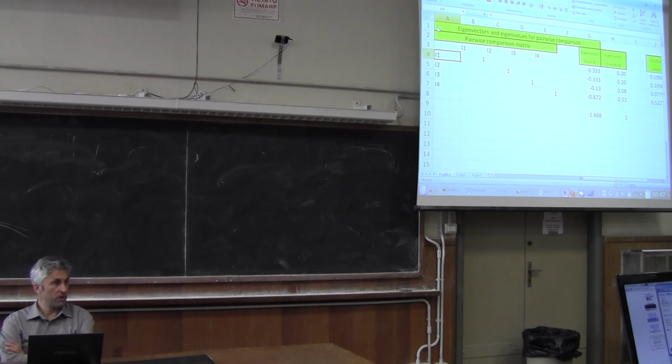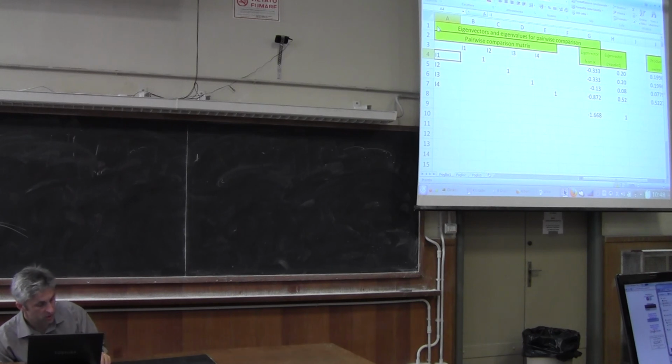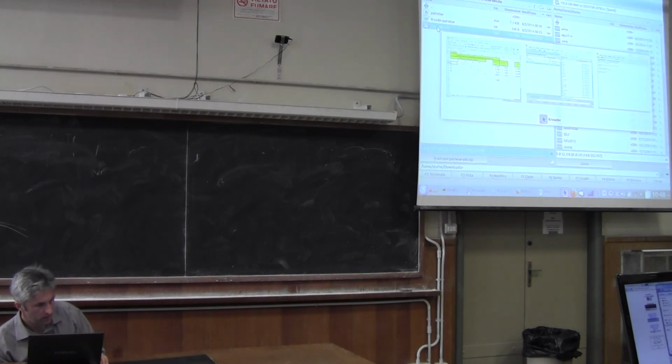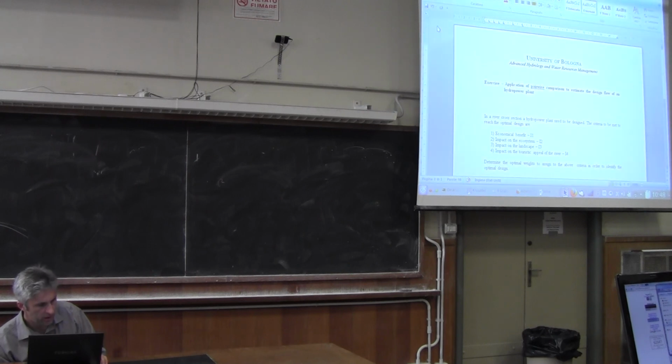And now we have to write our pairwise comparison matrix for the other indicators. And let's do it together. Let's try to reach an agreement among us. Let's see if this is possible. Let's emulate a real-world situation. So first of all, we need to remember what the indicators are. Now we have to compare indicator 1 with indicator 2. Let's go back. What do they mean? Indicator 1 is economical benefit. Indicator 2 is impact on the ecosystem.